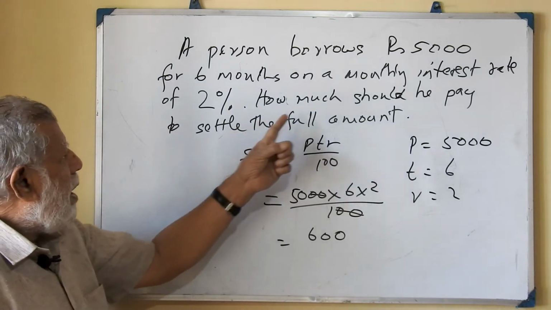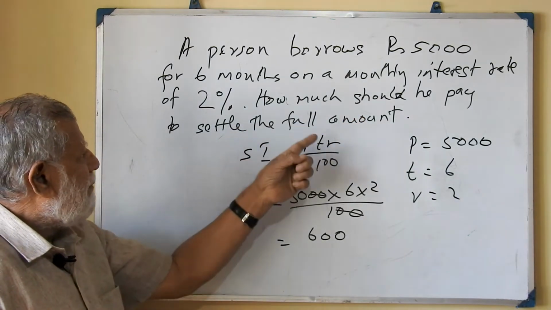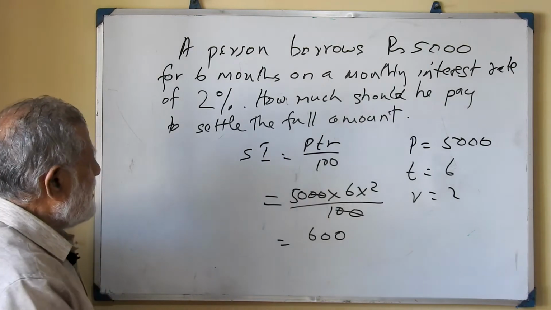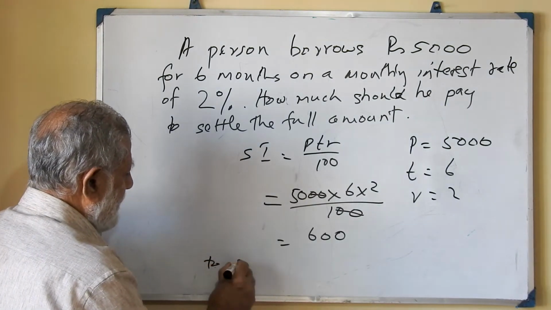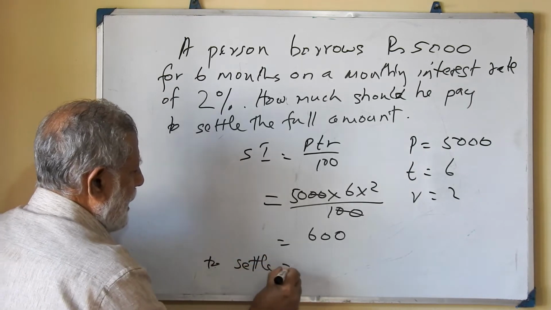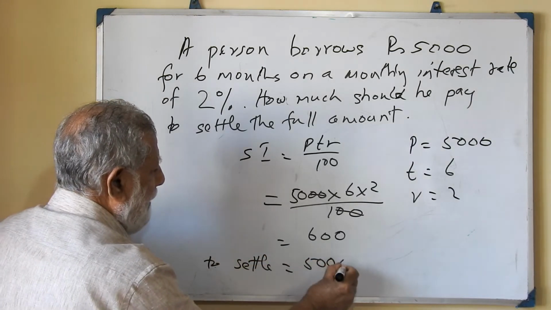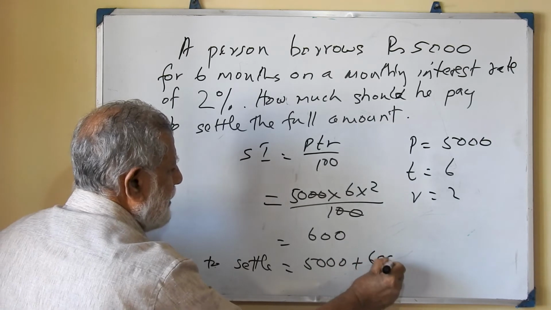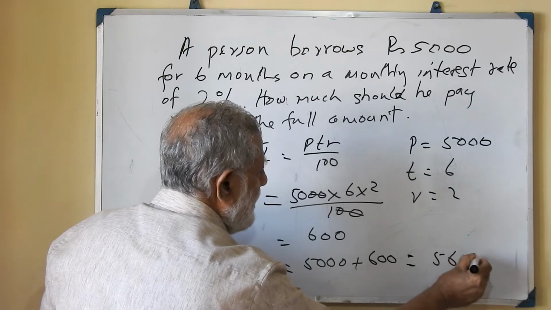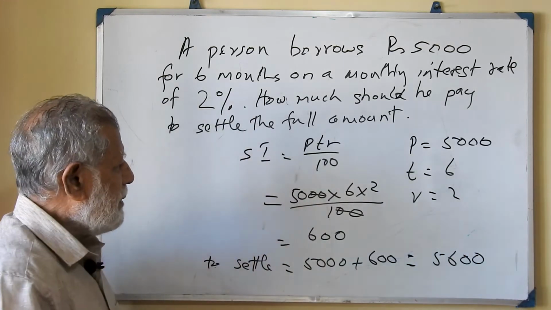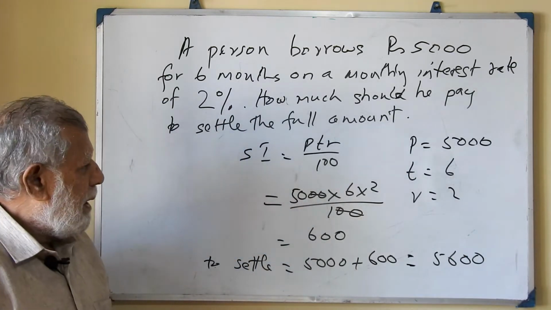So the question is, how much should he pay to settle the full amount? To settle the full amount, he should pay the 5,000 plus 600, that is equal to 5,600 rupees. So he has to pay 5,600 rupees to settle the amount.